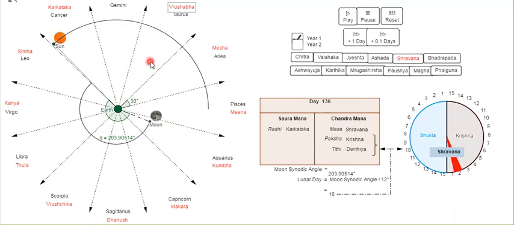Each sign or rashi has a name. So we have the Aries or the Mesha. The second one is the Brishabh or the Taurus, the third Mithun or the Gemini, the fourth Karkat or the Cancer, the fifth Singha or the Leo, the sixth Kanya or the Virgo, the seventh Libra or Tula, eighth Scorpio or Vrishik, ninth Sagittarius or Dhanush, 10th Capricorn or Makar, 11th Aquarius or Kumbh, and the last, 12th, Pisces or Meena.